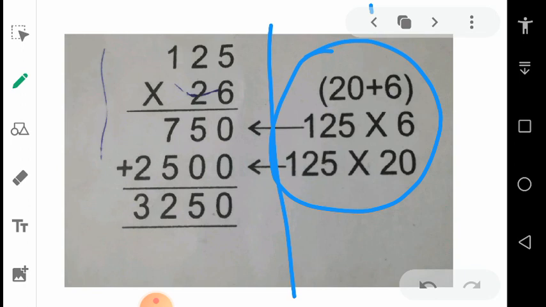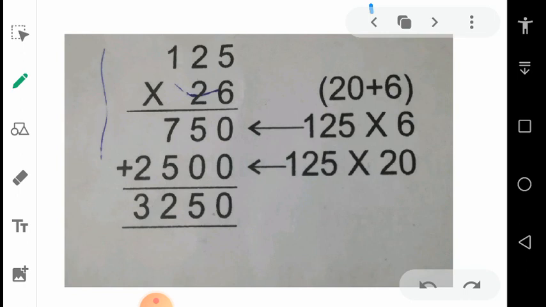Now in 26 we will consider 6 firstly and multiply the 6 with 125. So this 125 is multiplied by 6. Then this 125 will be multiplied by this 2. So let's start with 6. As you know, 6 5s are 30. So 0 here and 3 will be as carry.